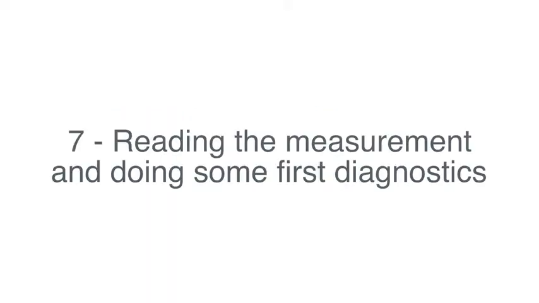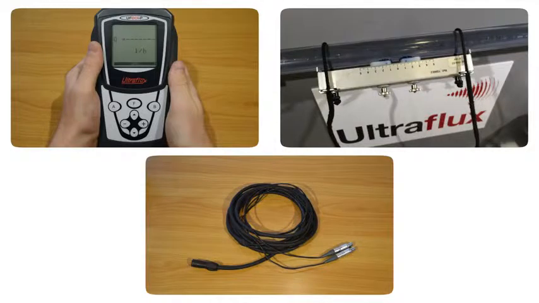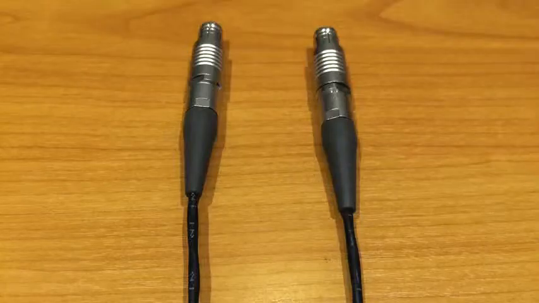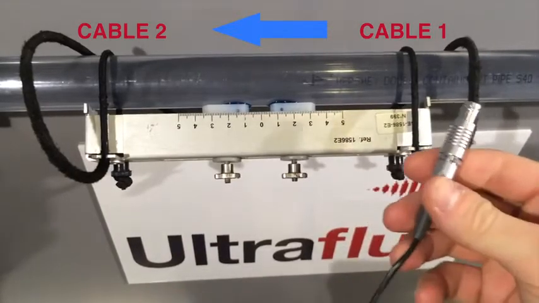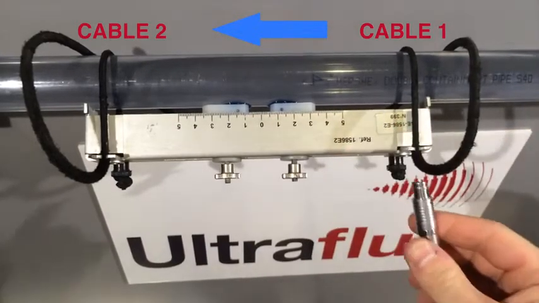In this final video, we will read the flow rate and do some first diagnostics on the measurement. The flow meter and the probes are ready. The last step is to connect them together with the probe cable. The two cables with push-pull connectors are marked 1 and 2. The cable 1 goes to the upstream probe, the cable 2 to the downstream one.